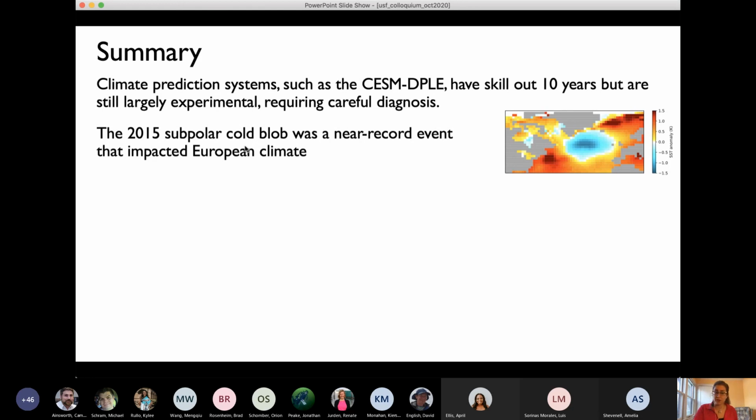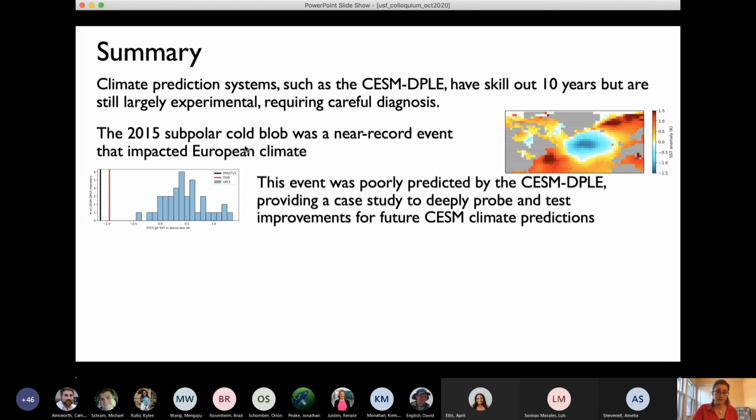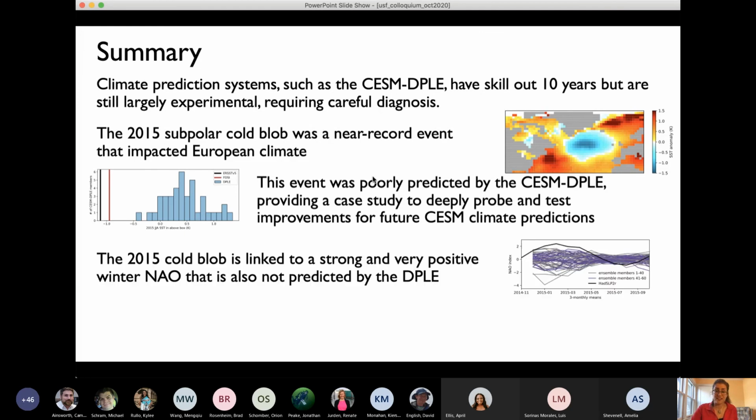So this was a near record event. It impacted European climates, and there's been a whole host of studies on this one event. It's quite an interesting one. It was poorly predicted. So this case study was to try and figure out what went wrong. And we've identified that the NAO was not predicted. So these two things are linked.